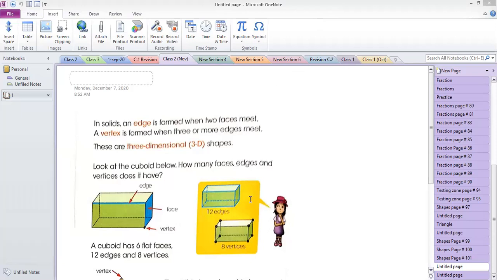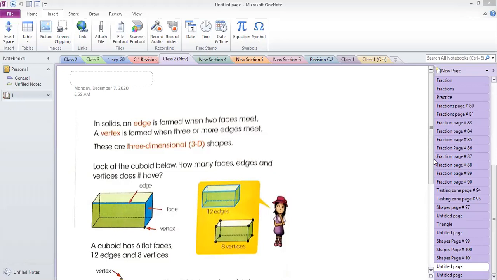I can even show you here. Look, this is the face. This blue one. This one, this one, these are the faces. Edges are the lines through which one face meets another face, like this blue one, and vertices are the corners where two or more edges meet, like this. One, two, three, four, five, six, like this, right?